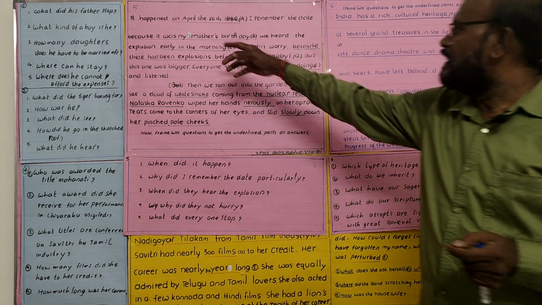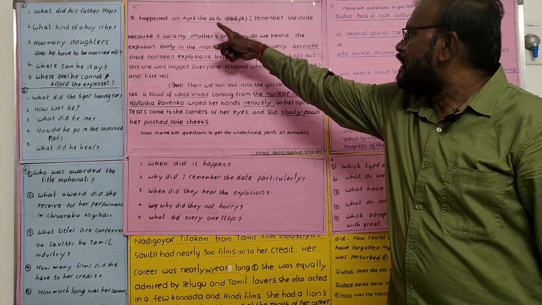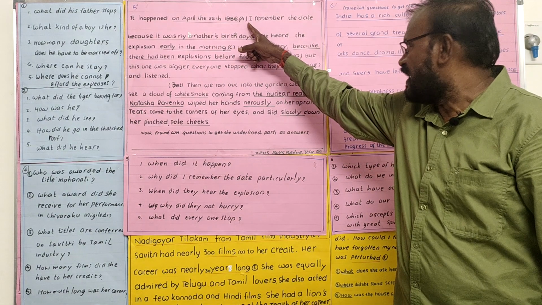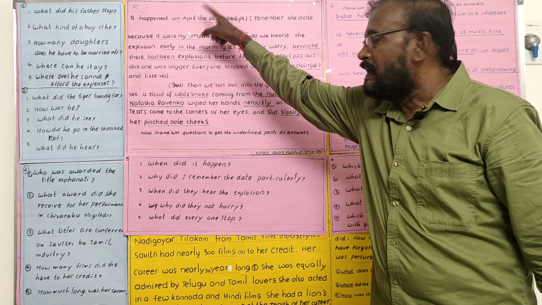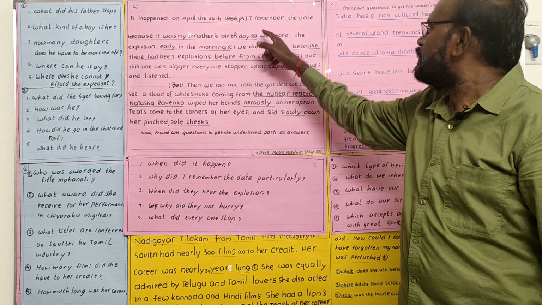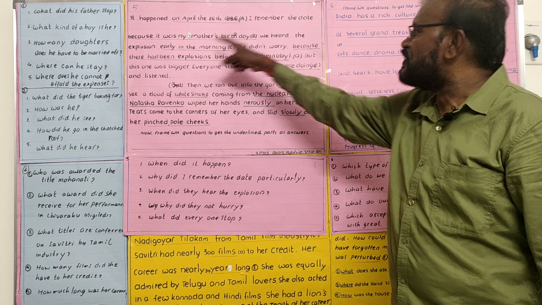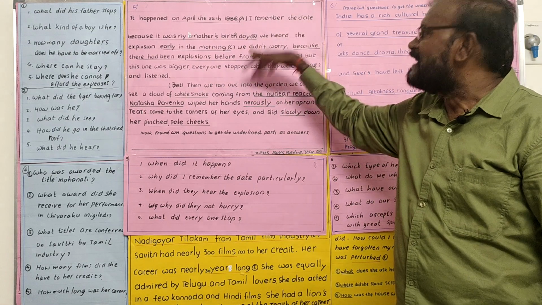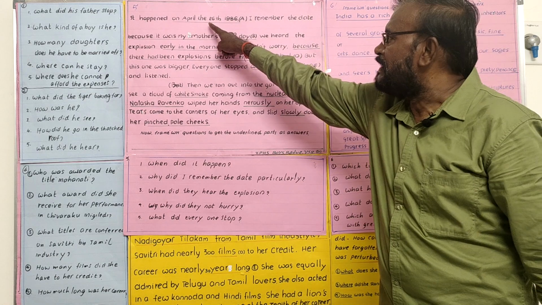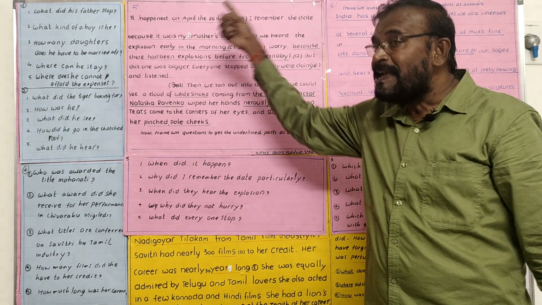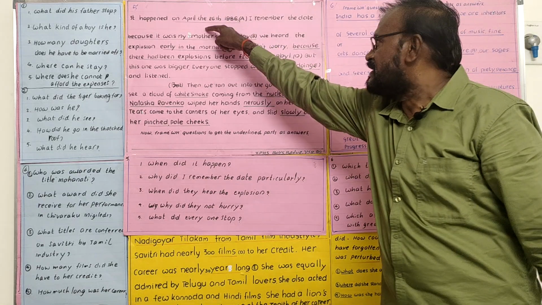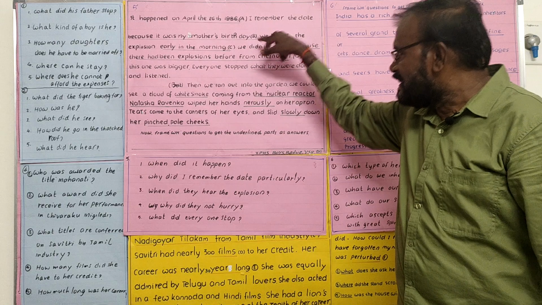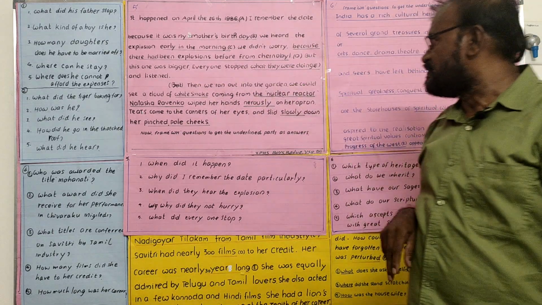See here. It happened on April the 26th, 1986. It tells about the time. So I remember the date because it was my mother's birthday. Why did I remember? When did it happen? We get this answer. I remember the date because it was my mother's birthday.